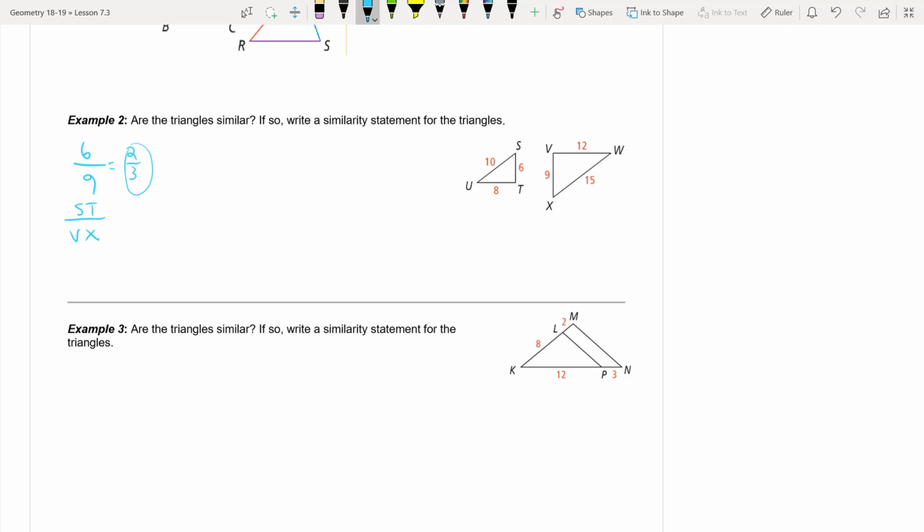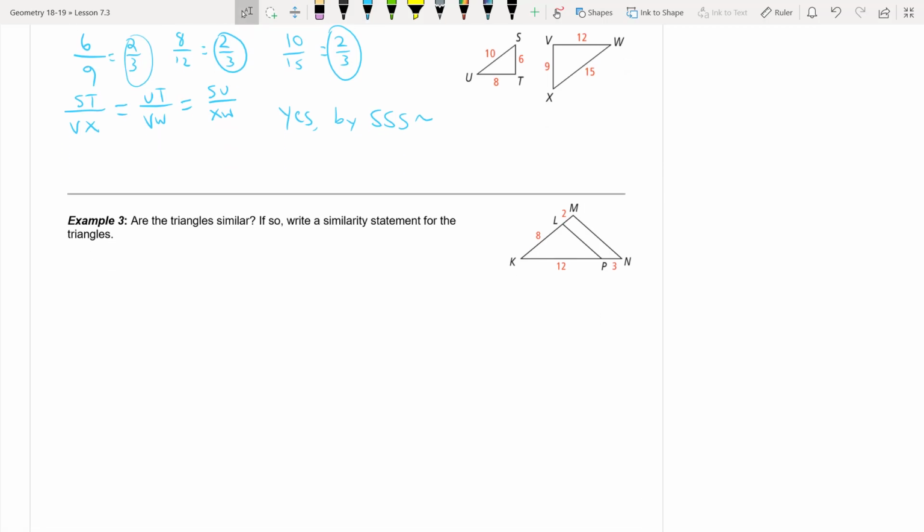If I then pick the next largest numbers, I've got UT over VW, and that's going to give me 8 over 12, which does simplify to 2/3. So we're still on track right now. And then our last set here is going to be SU over XW. When I compare those, I have 10 over 15, and that does simplify to 2/3. So since all three of them are proportional, we can say yes, by side-side-side similarity.